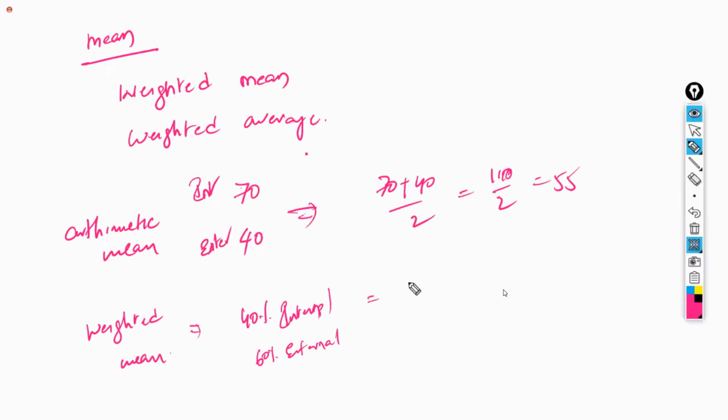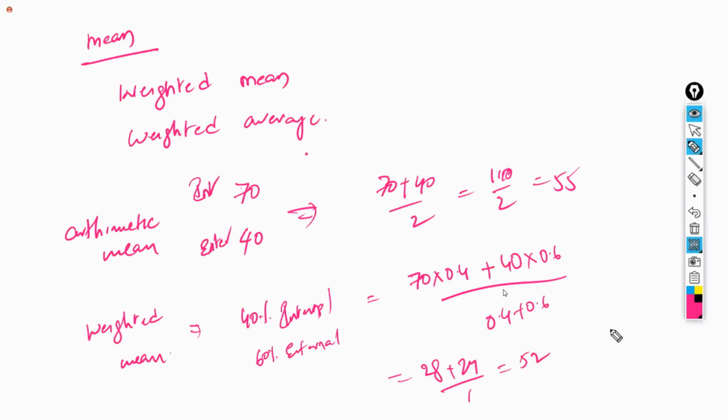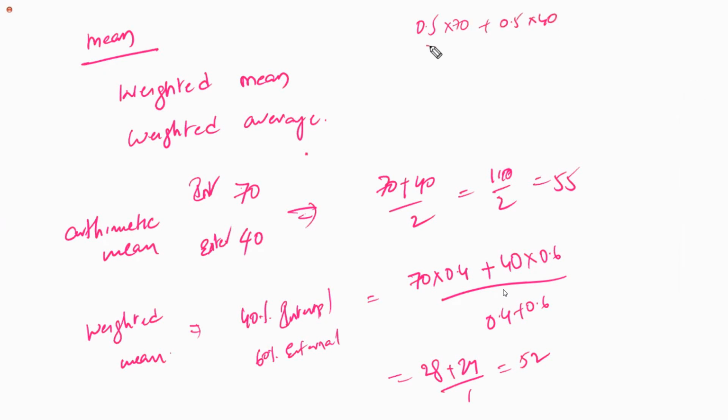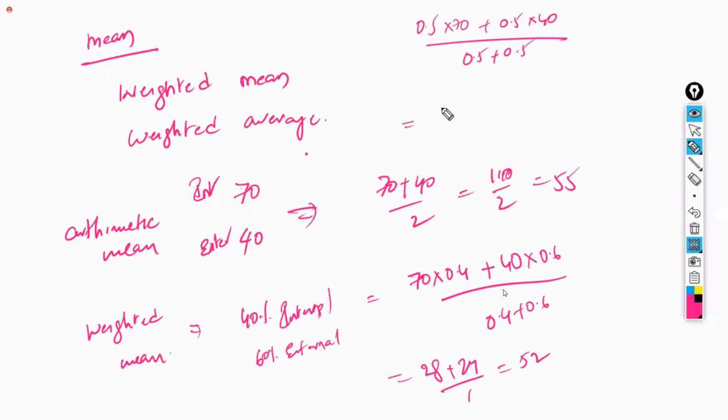Then you have to multiply this one with 40%, which is nothing but 0.4. 70 into 0.4 plus 40 into 0.6 divided by 0.4 plus 0.6. That is 28 plus 24 divided by 1, which is 52. Okay. So this is the weighted mean. If the different data values are having different weights, then you have to apply the weighted mean. If both of them have the same weightage, that is 0.5 into 70 plus 0.5 into 40 divided by 0.5 plus 0.5, because both have the same weightage. 35 plus 20 divided by 1, which is 55. Arithmetic mean means having the same weightage for all the data points. Weighted mean is having different weights for different data points.